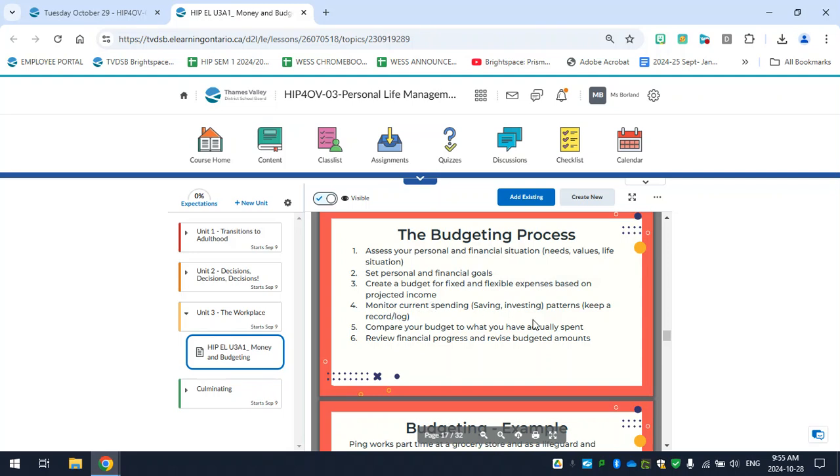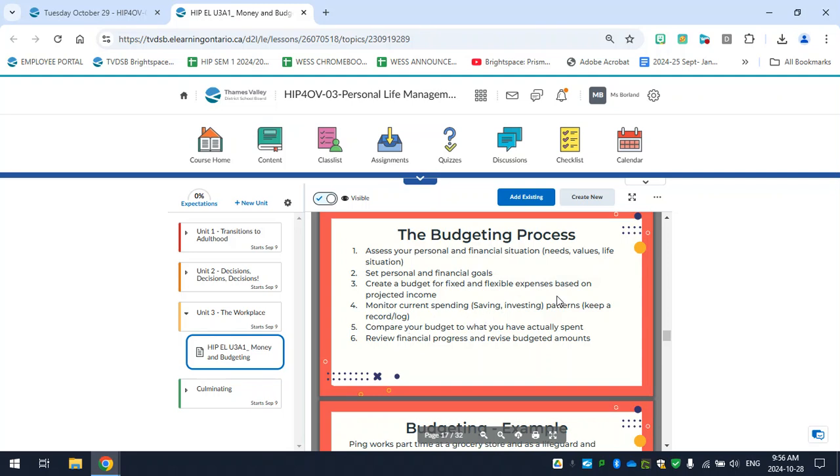Number four, monitor current spending, your saving and investing patterns, and keep a record or log. Having a saving spreadsheet, I can speak on that personally, is super, super helpful. That way you have a visual and a physical thing to look at to see how you're spending. Investing definitely comes with practice and time and talking to a financial advisor, and making sure that you are keeping a record and log of where your money is going and how it's moving.